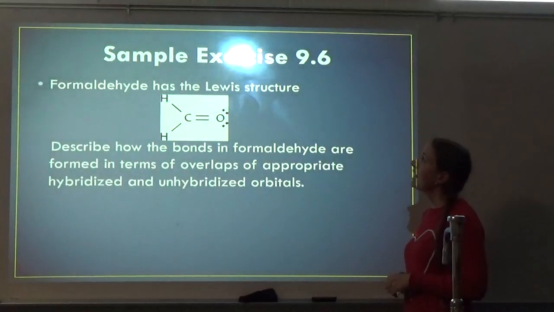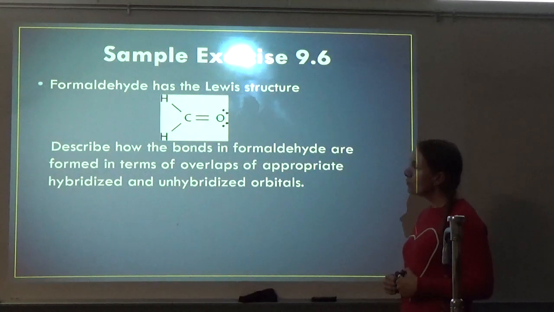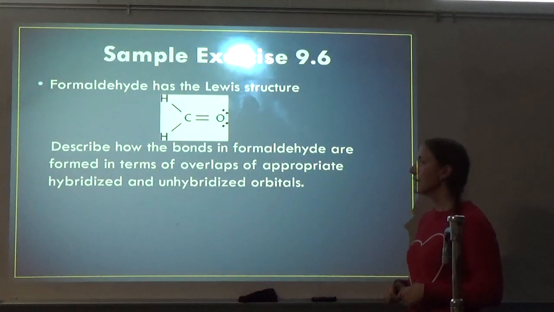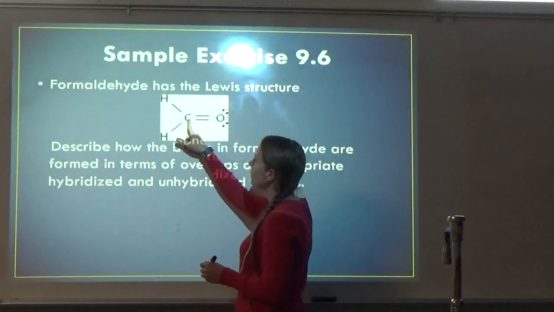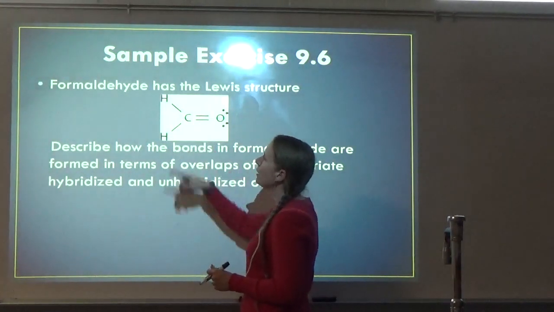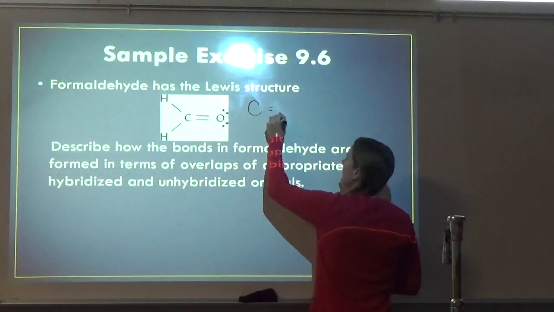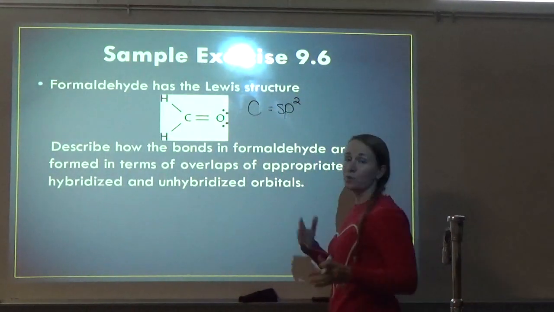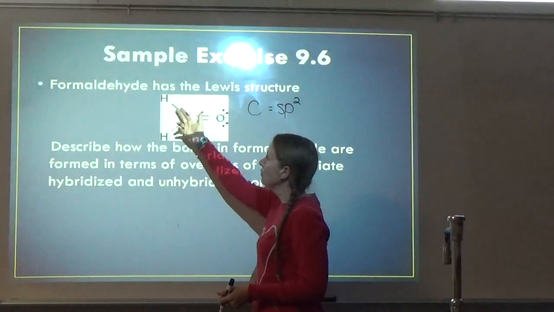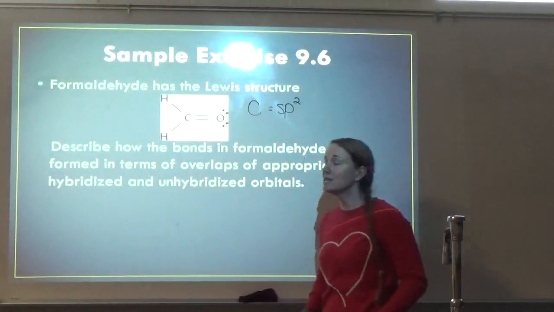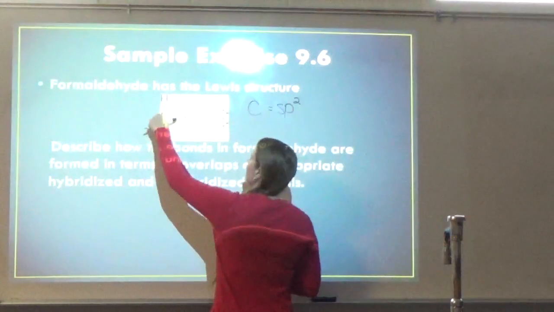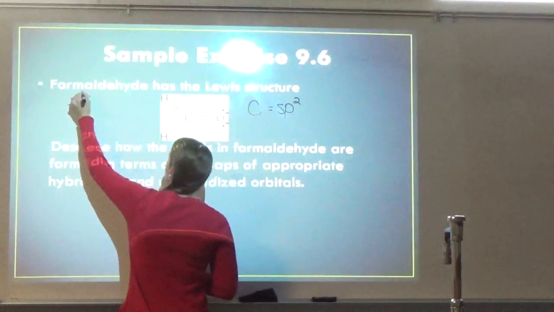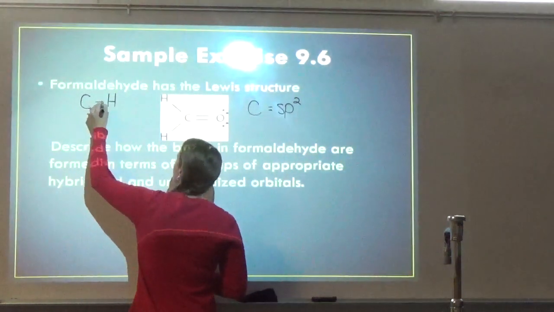It says formaldehyde has this Lewis structure. Describe how the bonds in formaldehyde are formed in terms of overlap of appropriate hybridized and unhybridized orbitals. I can look around C and tell that there are three domains. So I know that the hybridization around C is sp2, because there's three domains. 1, 2, 3 means sp2 hybridization. I can tell that between the C and the H, it's a sigma bond. So my C-H is a sigma bond.